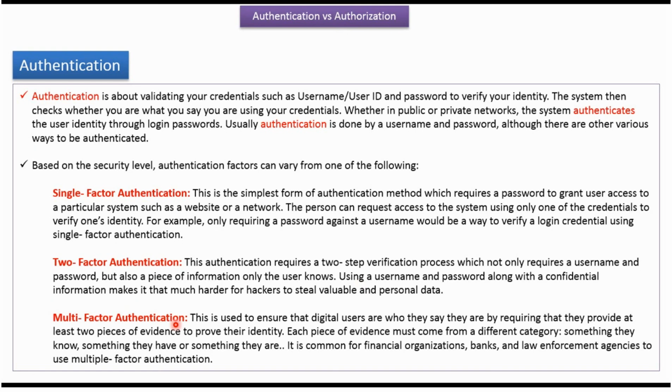In multi-factor authentication, along with username and password, the user has to provide at least two pieces of evidence to prove their identity. Each piece of evidence must come from a different category, like something they know, something they have, or something they are. And multi-factor authentication is common for financial organizations, banks, and law enforcement agencies.